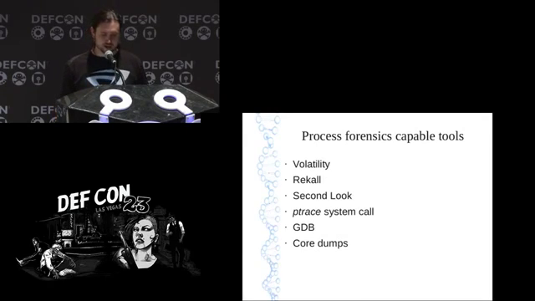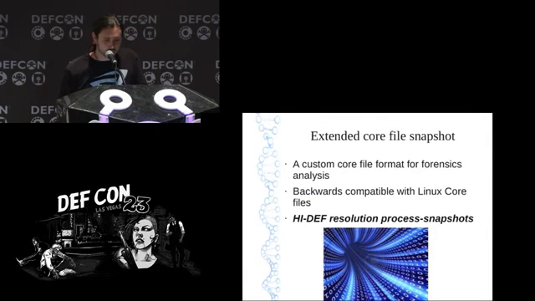Then of course you have ptrace, GDB, and just regular core dumps, and these are all tools that can be used. I originally had a few slides to discuss Volatility in more depth, but because of time constraints I'm going to have to skip past those. They are in the slide deck, so that you know.